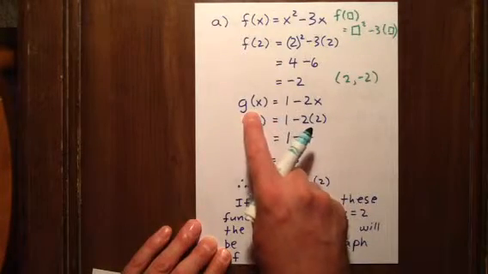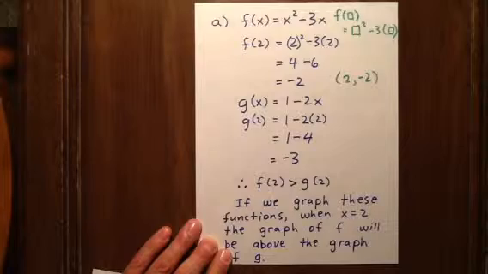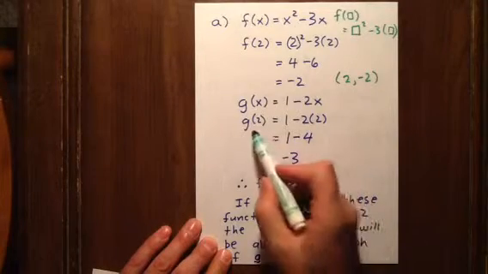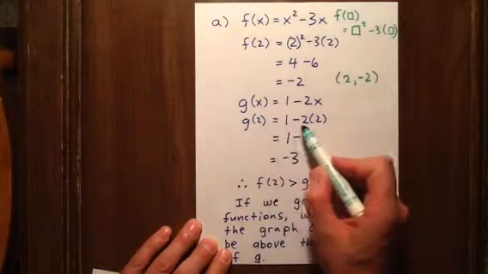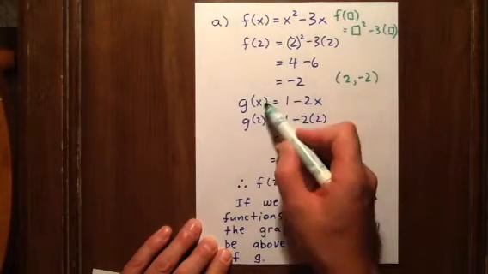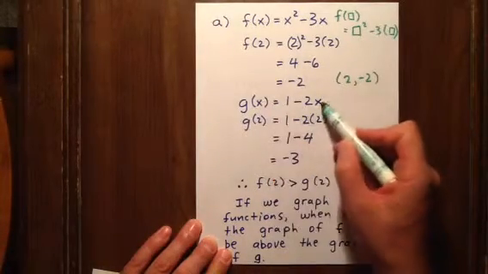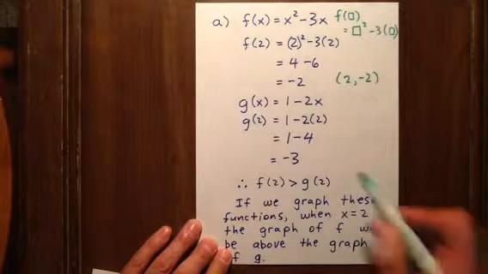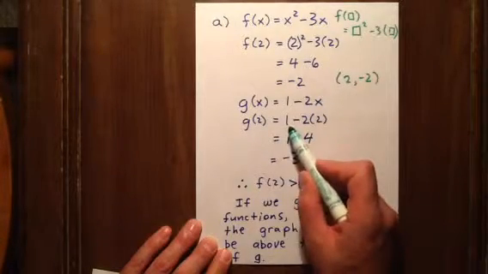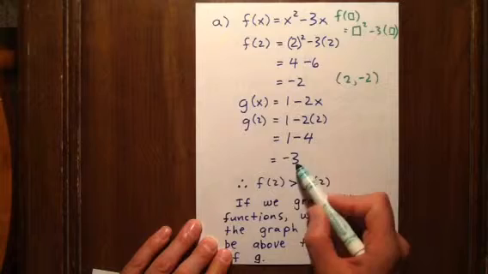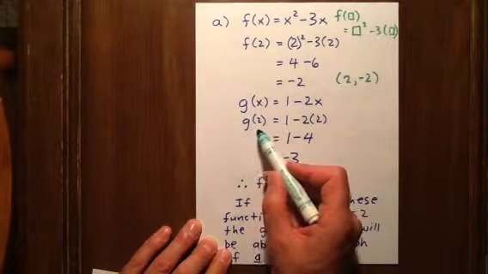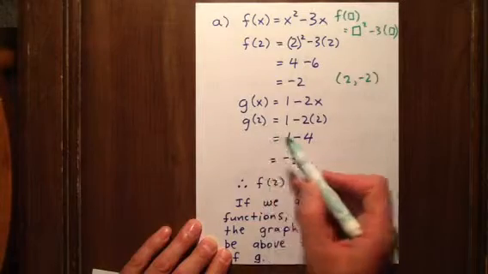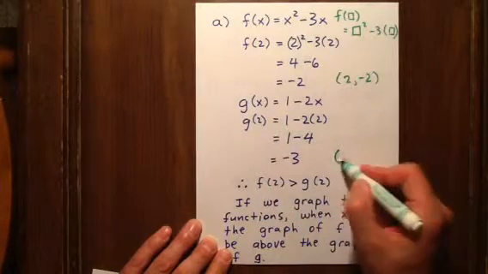Now, we saw on the last page that g at x is equal to 1 minus 2x. Well, if g at x is 1 minus 2x, then g at 2 is 1 minus 2 times 2. Notice how we plugged in a 2 for each x. And so 2 times 2 is 4, so 1 minus 4 is equal to negative 3. So that means that on the function g, the point (2, -3) is on the graph.